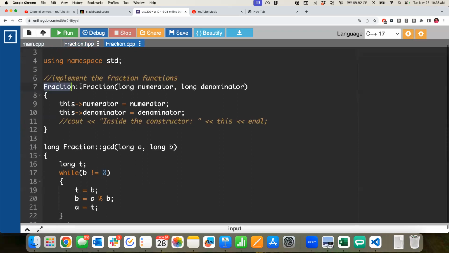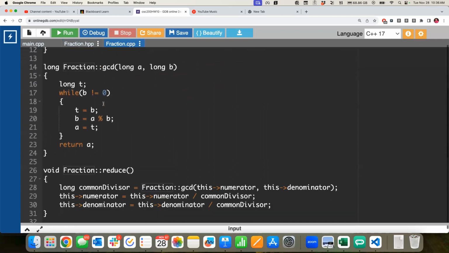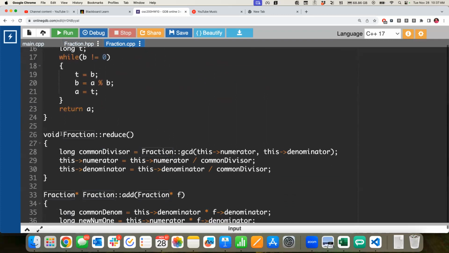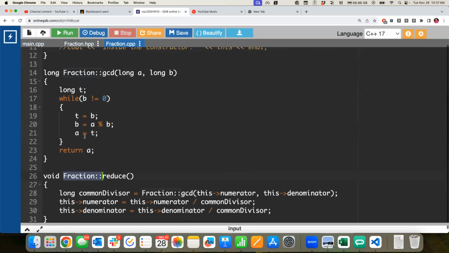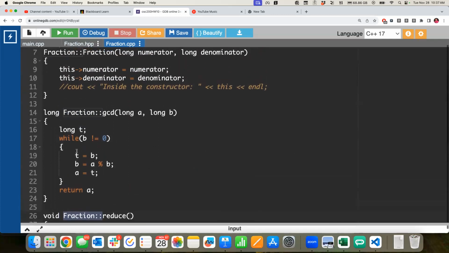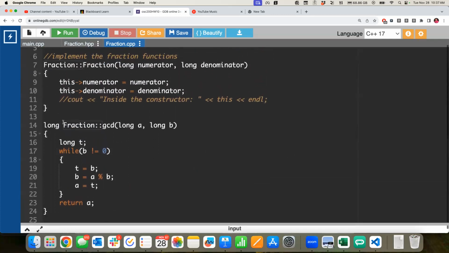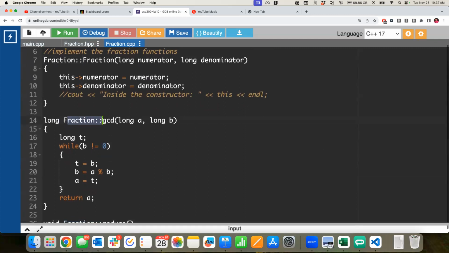So notice for these guys up here, whenever I wrote the constructor, or I wrote reduce, I connected it with my class using Fraction. This is the scope operator, I guess we'd call it, to connect it to a namespace or a header file in this case. So we connect it back to the header file using this little syntax here. We do the same thing with GCD because that's where we defined this guy.